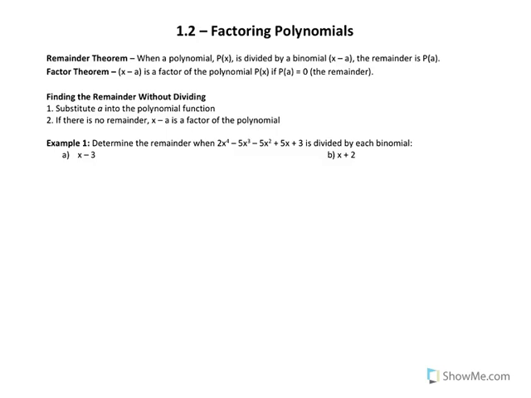1.2, factoring polynomials. Okay, so applying what we've learned, we know how to factor trinomials, we know how to factor binomials if we need to, and now we're trying to factor things that are higher than to the power of 3. So something that can be really useful is checking for a remainder. So we know that when something divides into something else perfectly, there is no remainder.